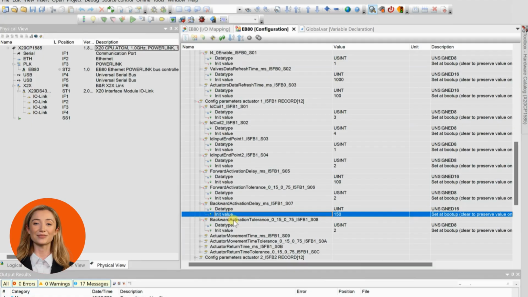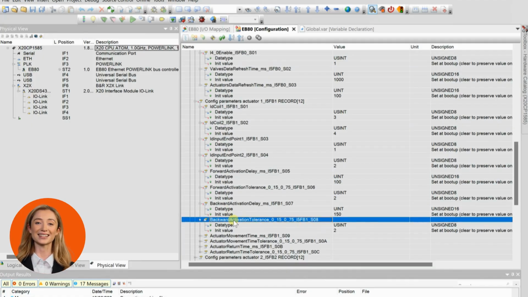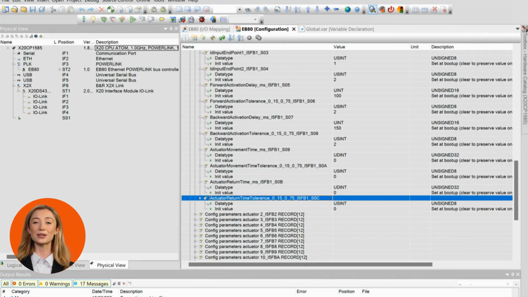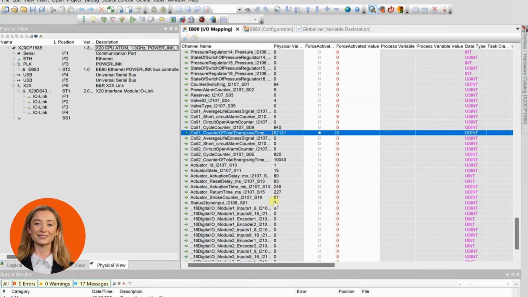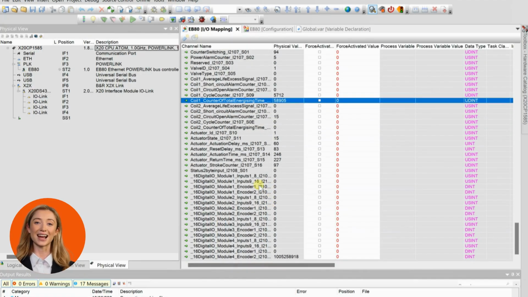Actuator movement time, the actuator extension time in milliseconds. Actuator movement time tolerance, the allowed percentage tolerance for the actuator movement time. Actuator return time, the actuator retraction time in milliseconds. Actuator return time tolerance, the allowed percentage tolerance for the actuator return time. Now let's look at the monitored data in the I/O mapping tab.